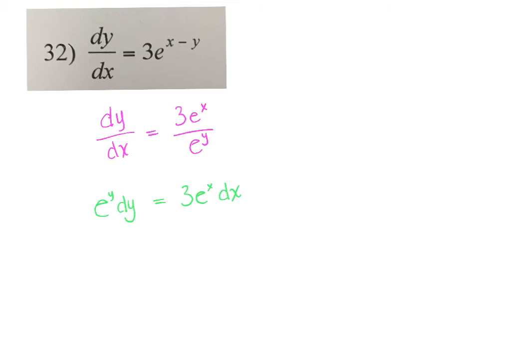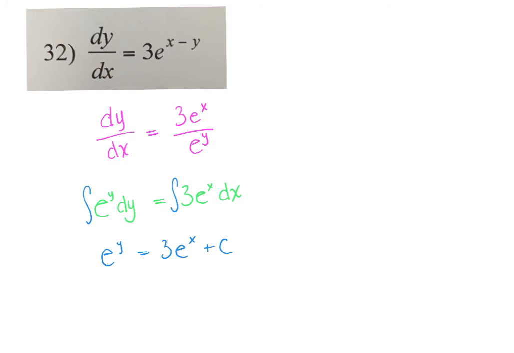And then antiderivative. So if I do the integration of both sides, integration of e to the y is just going to be e to the y. And then integration of e to the x is just going to be e to the x. So I have just e to the y equals 3 e to the x plus c, right?